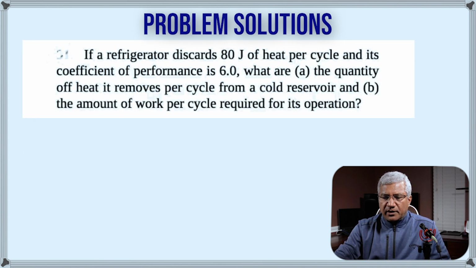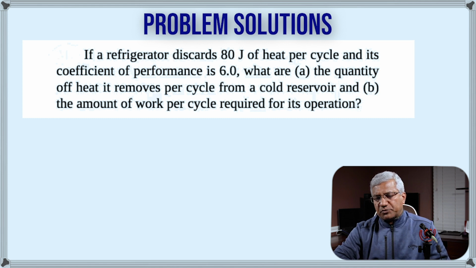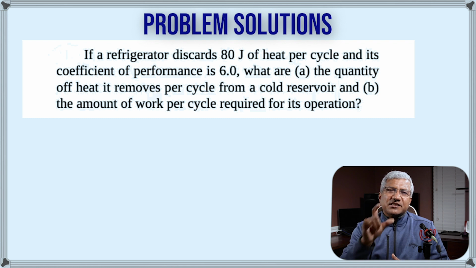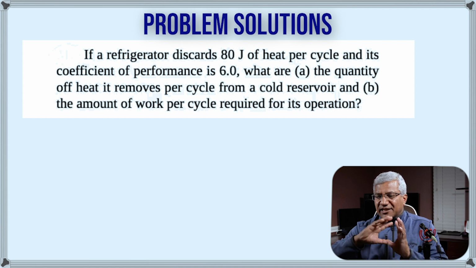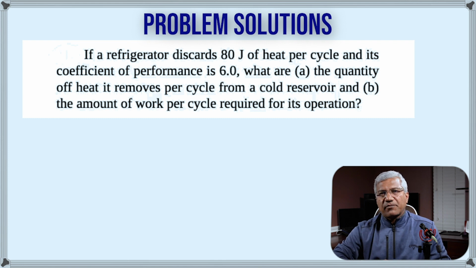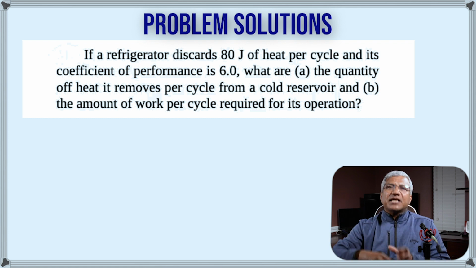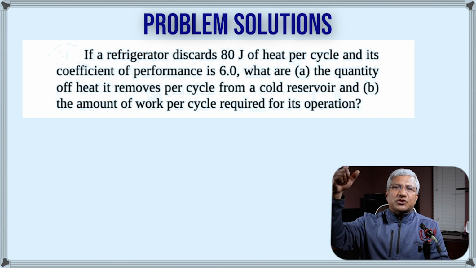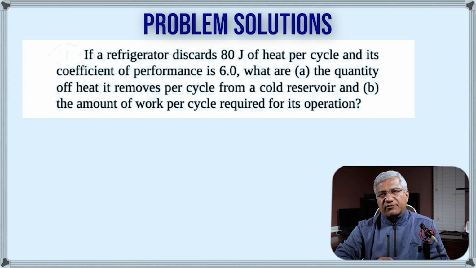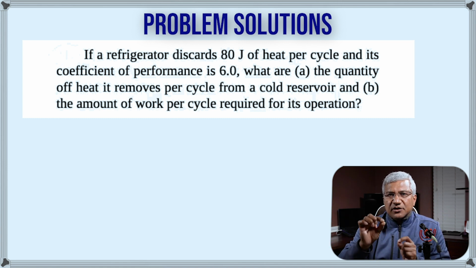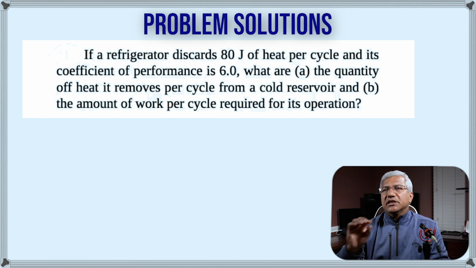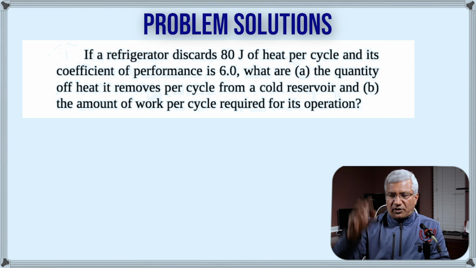Number 3, it's a refrigerator. Now, a refrigerator discards 80 joules of heat per cycle. So words are important. Discard means to throw out or throw away. That means it's the heat given out. What is the heat given out called? It's called QH. Because it's a refrigerator, you have to remember that the heat taken in is QC, the heat given out is QH. So that's where you have to be careful. So what is given here is QH, because QH is the heat given away to the hot object.